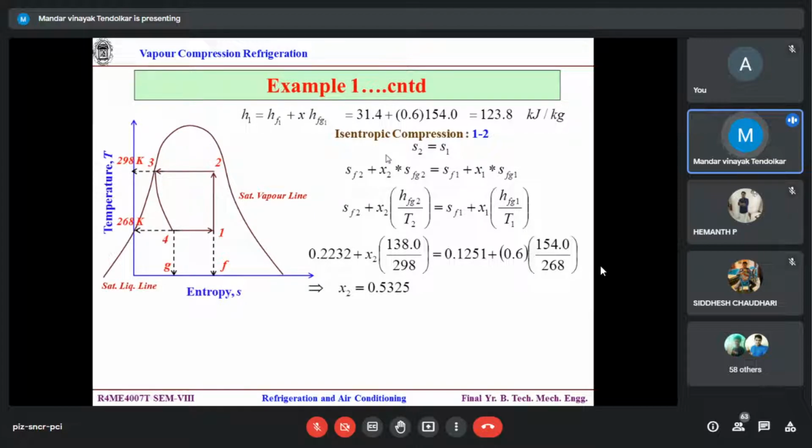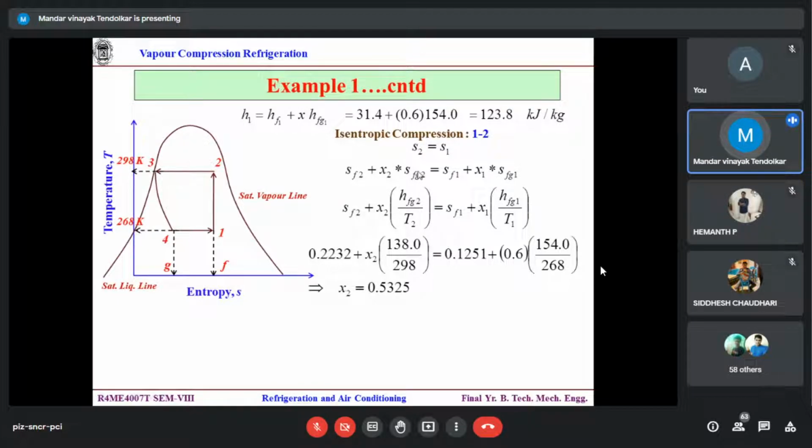So I'm assuming that it is wet. If my X2 value comes out to be greater than 1, then my assumption is incorrect, because that is a superheated part. But if it falls less than 1, then my assumption is correct. So I assume over here the same dryness fraction form, and then I will write this down.